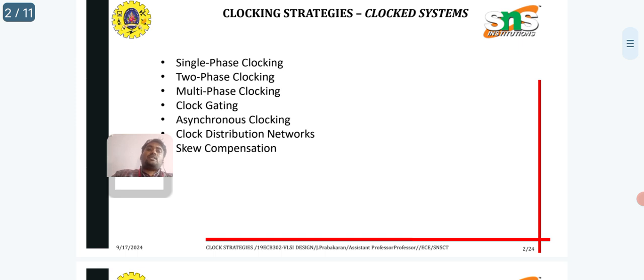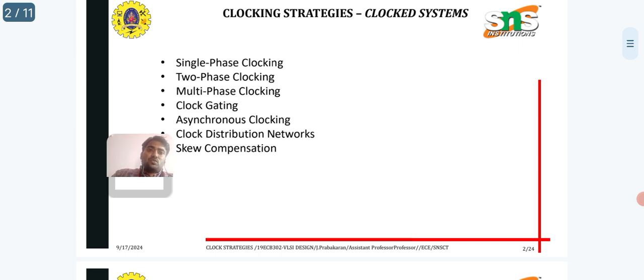And this single phase clocking has some disadvantages like timing issues. Clock skew can become significant in large designs, and there is high potential for timing related errors, especially in systems with long propagation delay.